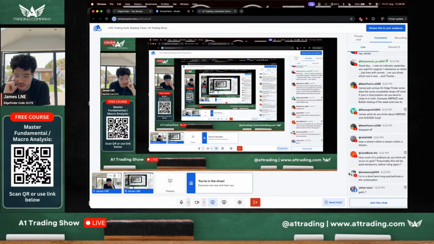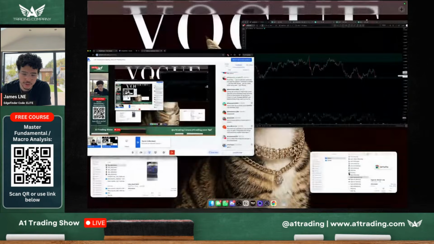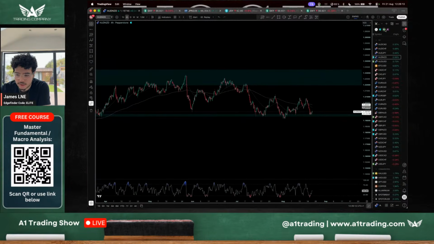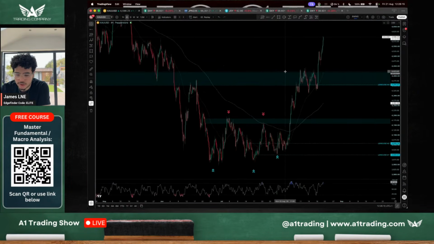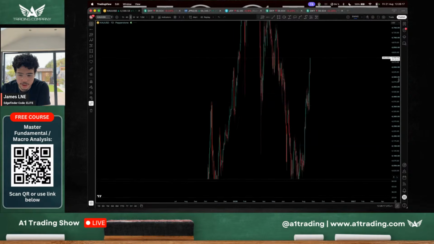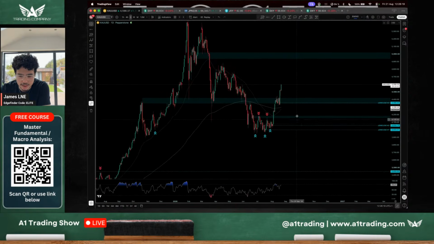How much of a pullback do you think will occur in gold? Presumably this will be quite temporary before rising again. I would imagine so. Yes. So with gold, I would expect a pullback, but again, it really is a case of when this happens.